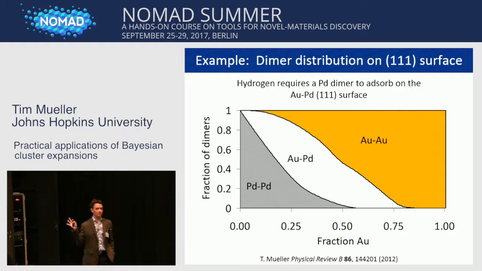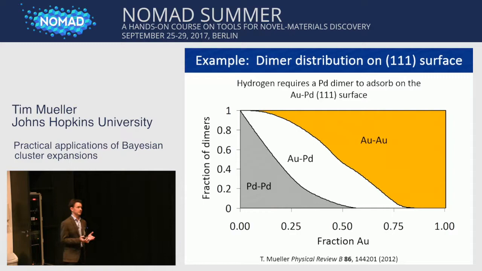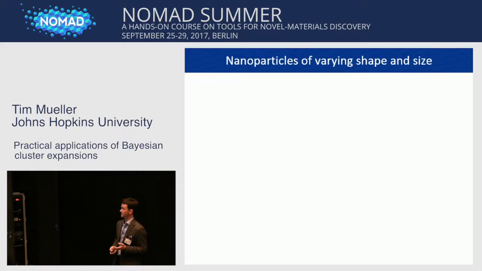So one of the limitations with this approach is that we're assuming we have these particles of fixed size and shape, right? Now, nanoparticles, of course, don't come in just a single size and shape. They come in a variety of sizes and shapes. So we're going to now model nanoparticles of varying size.